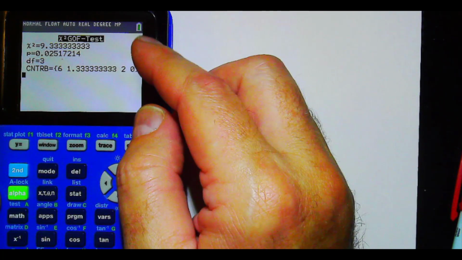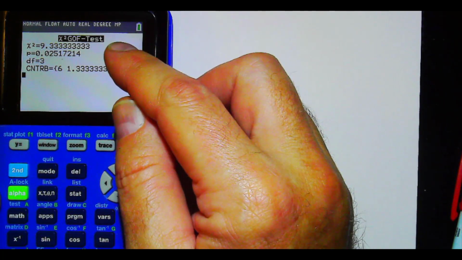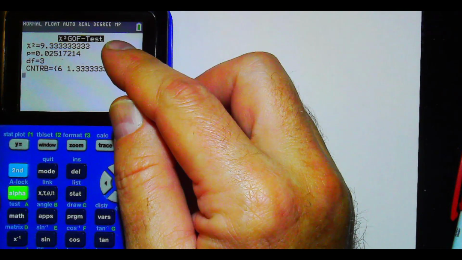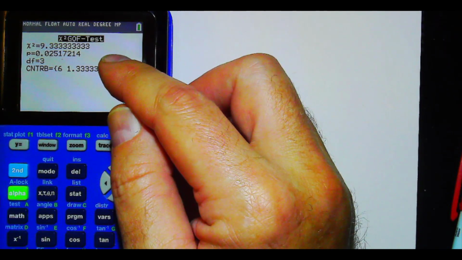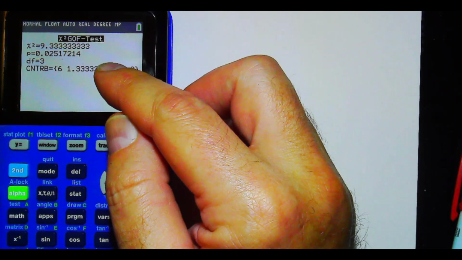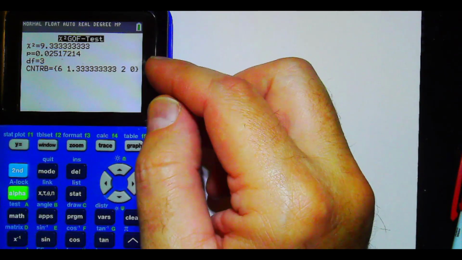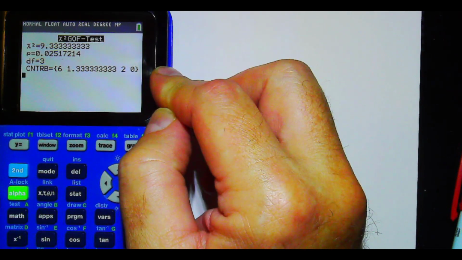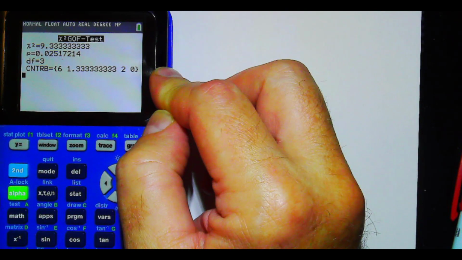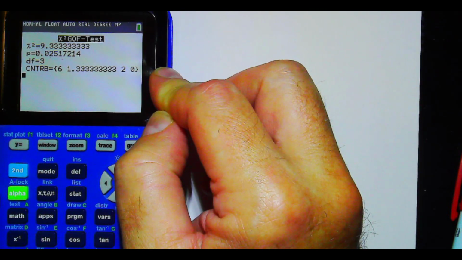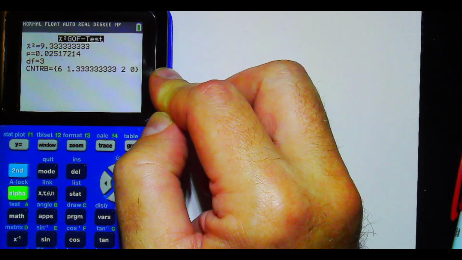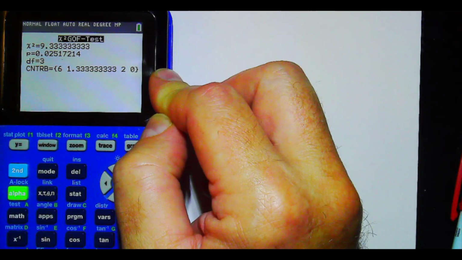Notice it gives me the chi-square that we calculated before, 9.333 and so on, the same p-value, the same degrees of freedom. Everything's the same. And so once again, we reject the null hypothesis and find statistically significant differences to claim that the distribution has changed.